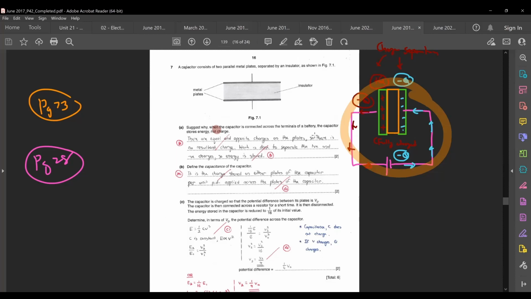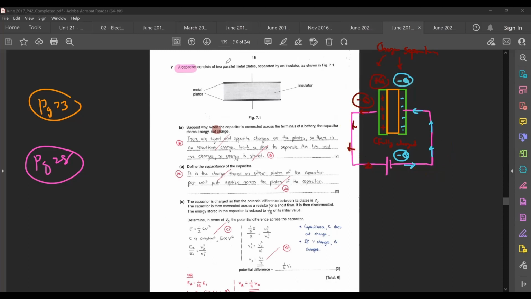Right, so here we'll have a capacitor that consists of two parallel metal plates that is separated by insulator as shown. Suggest why, when the capacitor is connected across the terminals of a battery, like this, the capacitor is actually storing energy but not charge? Okay, so this one is something that I explained just now in the notes.